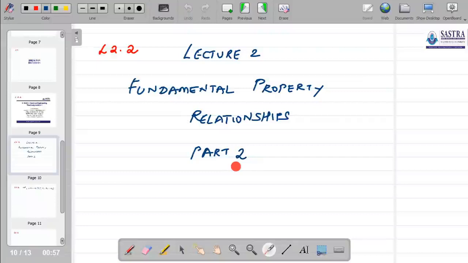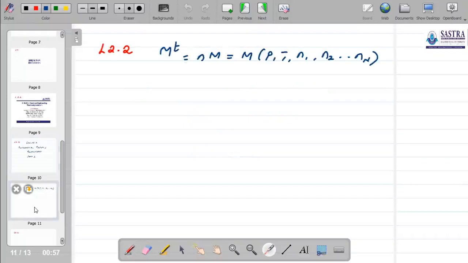This is part 2 of lecture 2, where we are discussing fundamental property relationships. In lecture L2.1, which is part 1 of this talk, we saw that the total property of a solution can be written in terms of the operating conditions, that is pressure, temperature and the actual moles of all the components.